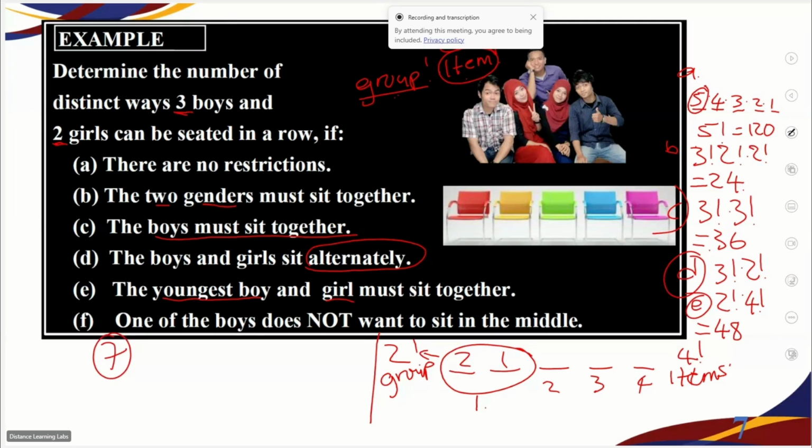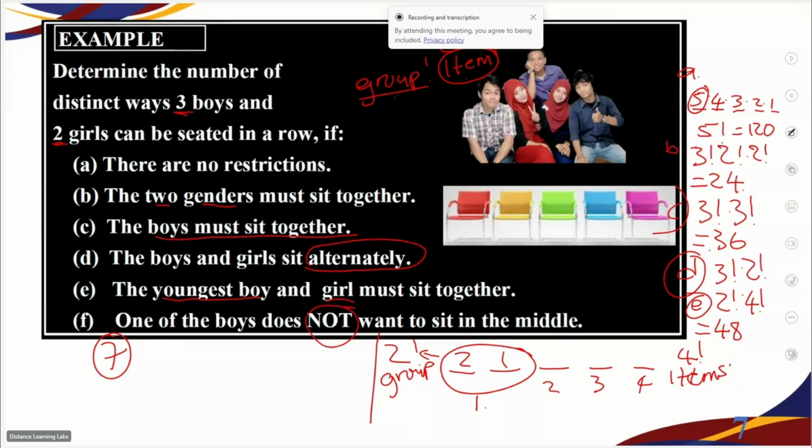Letter F reads as follows. Determine the number of distinct ways 3 boys and 2 girls can be seated in a row if one of the boys does not want to sit in the middle. Meaning there is a restriction here. There is a boy who does not want to sit in the middle of the row. Meaning of the 5 chairs that we want, there is a boy that does not want to sit in the middle.